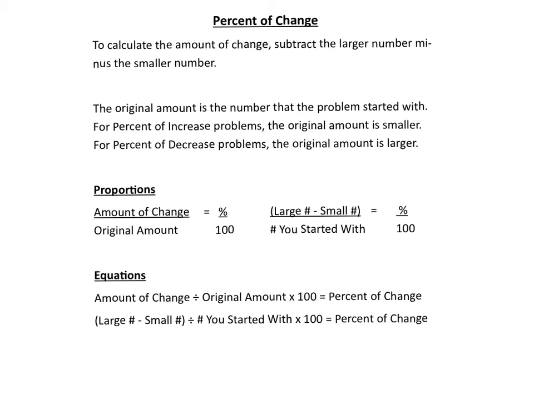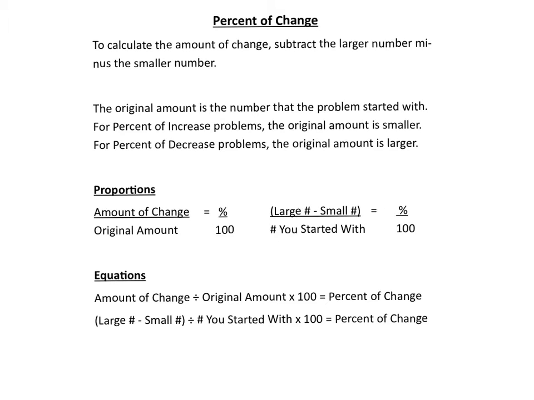In order to calculate the change, you subtract the larger number minus the smaller number. Whether it is an increase or a decrease, larger number minus smaller number. The other thing we have to know is the original number, or the original amount. This is the amount or the number that you start with in the problem. If it's a percent of increase problem, meaning I start from point A and it goes up, then the original amount is going to be the smaller number. For percent of decrease problems, the original amount is going to be larger because I started somewhere and it went down.